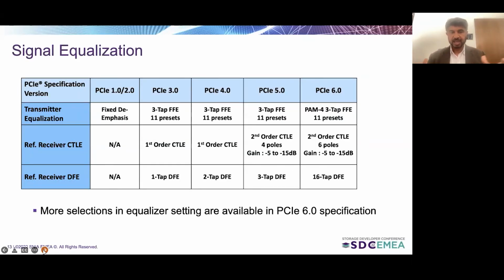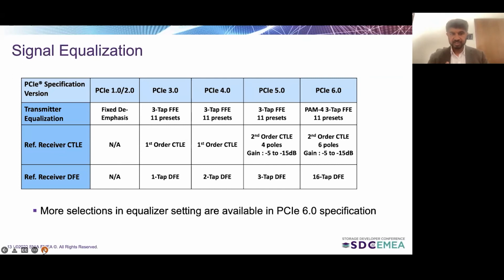Signal equalization and the various PCIe standards. Transmitter equalization for PCIe 1.0 and 2.0 is fixed de-emphasis. For PCIe 3.0, 4.0, and 5.0, it is 3-tap FFE with 11 presets. Whereas PCIe 6.0 is PAM4, 3-tap FFE with 11 presets.